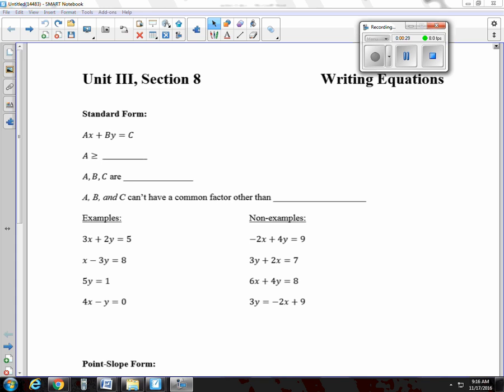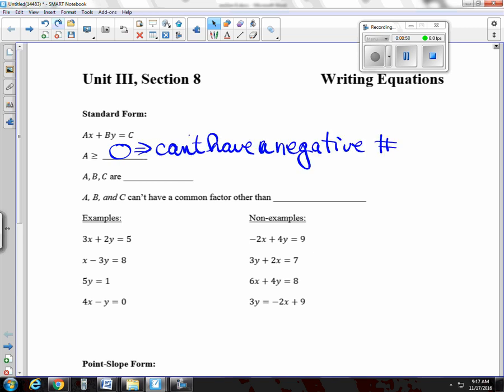Let's start with standard form. Standard form will look like this: ax plus by equals c, where a, b, and c are numbers. Specifically, though, a has to be greater than or equal to 0. A is called the leading coefficient. We'll talk about that a little bit later on, but the first coefficient, a, is called the leading coefficient, and it can't be a negative number. So it has to be greater than or equal to 0.